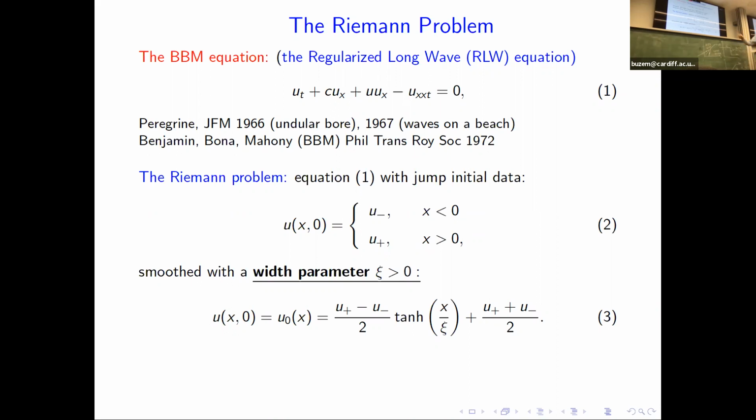The Riemann problem, as I had earlier, I've now switched notation slightly. UL has become U minus and so on. But we're actually going to smooth the initial condition with a width C. So that's this hyperbolic tangent function. So it asymptotes to U minus as x goes to minus infinity and to U plus as x goes to plus infinity. But it's smooth and it's a sharper transition as C gets smaller.